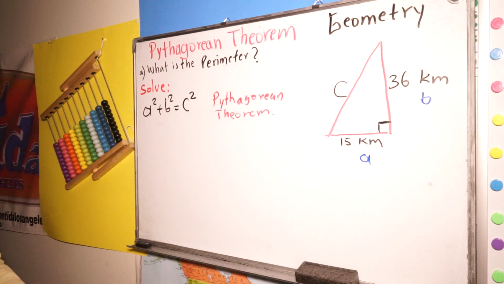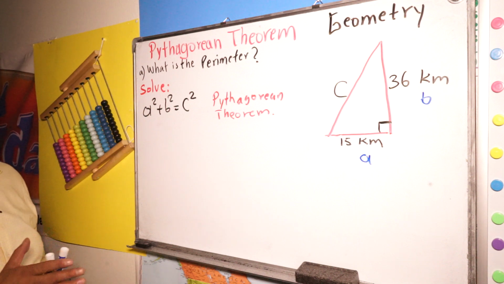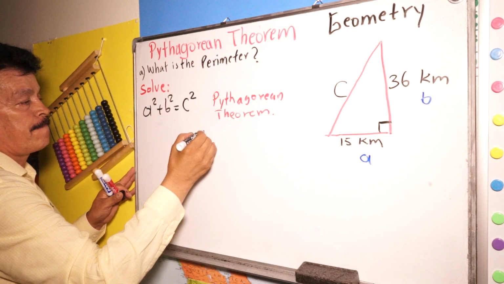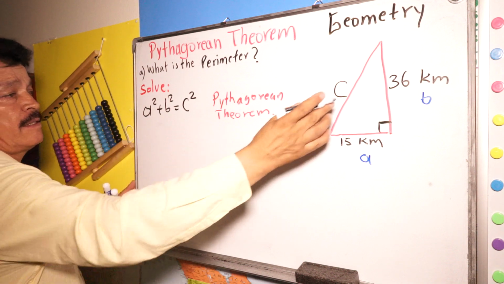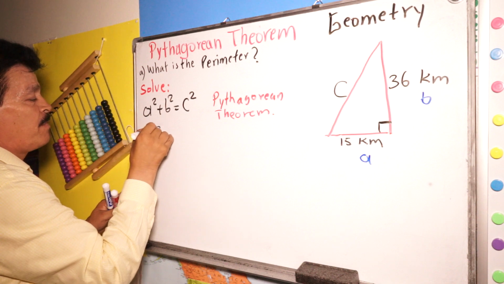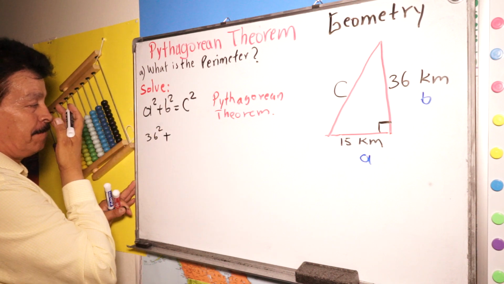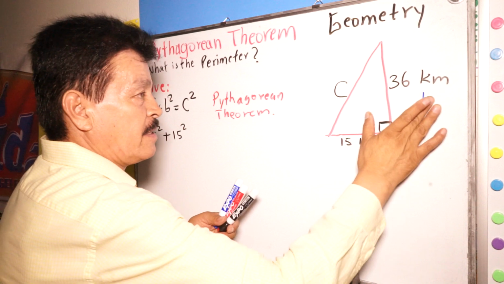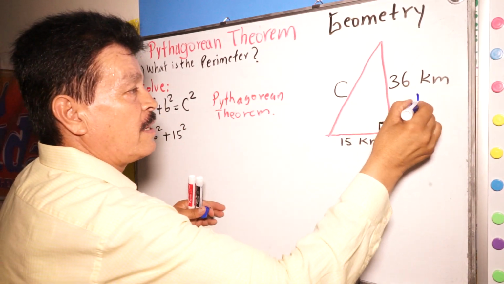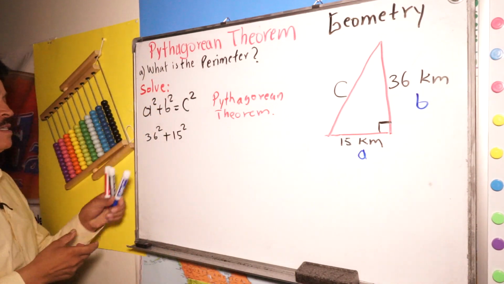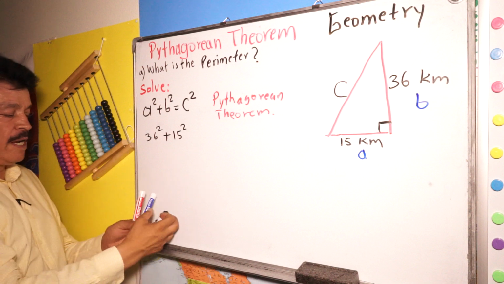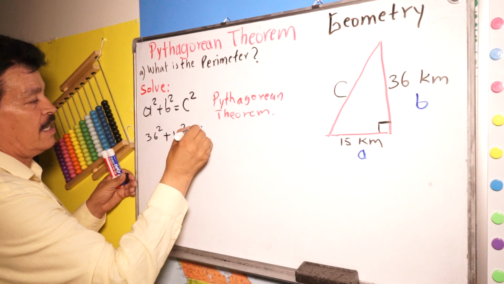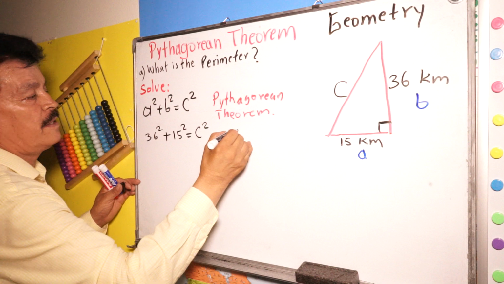The next step is to substitute, or plug it in. We have 36 to the second power plus 15 to the second power. Let's write it in another way, just to not be confused. Let's write this as B and this as C. It doesn't matter, but in this case, write it like that. All right, so it's squared, equals C squared.